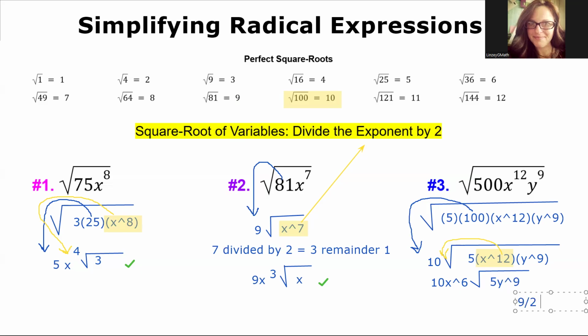9 divided by 2 is 4 remainder 1. So we will have 10x to the 6th power, y to the 4th power, and then remaining under the radical will be 5y to the first power. And let me box this in. Here is our final answer for number 3.